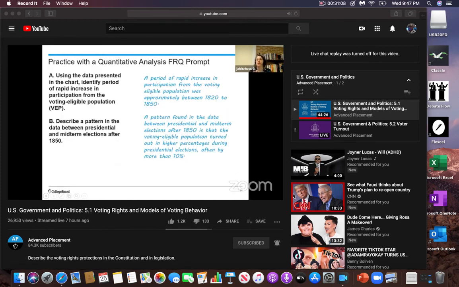So our pattern is that the data between presidential and midterm elections after 1850, that the voting eligible population turned out in higher percentages during presidential elections, often by more than 10%, right?